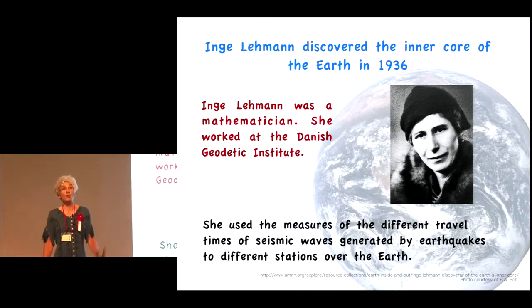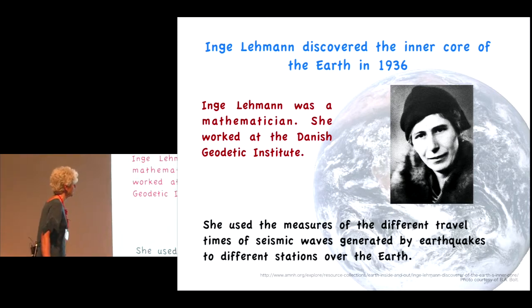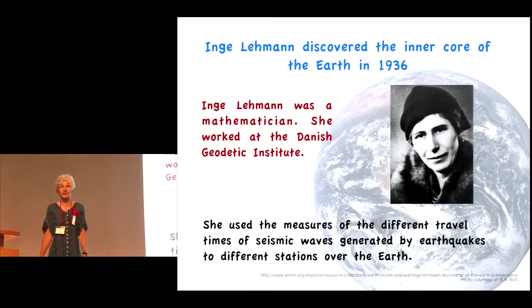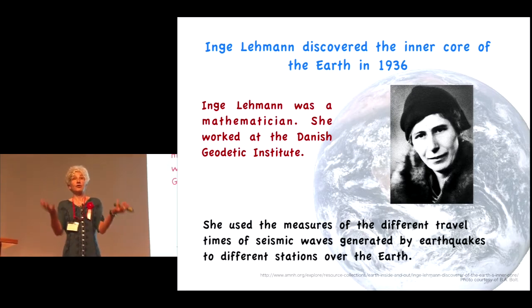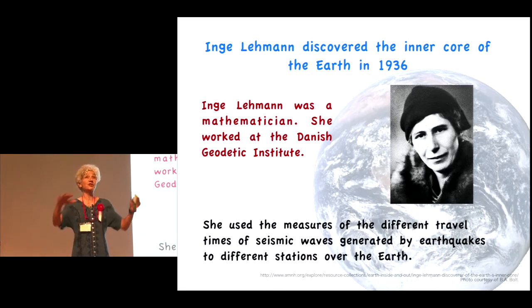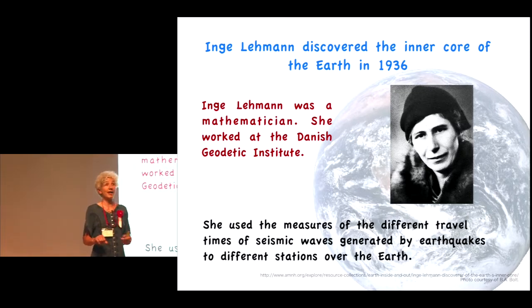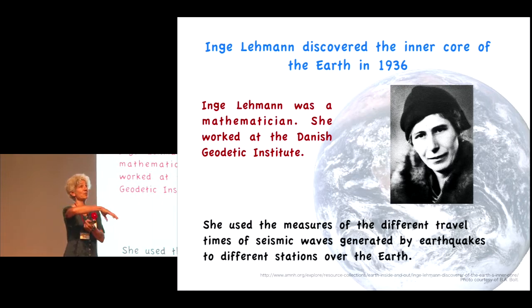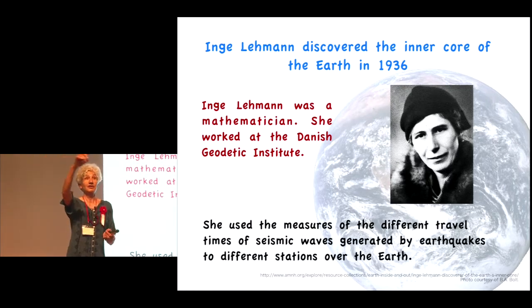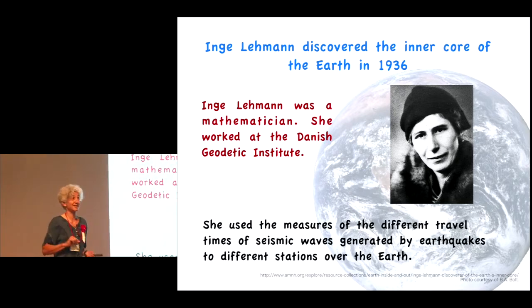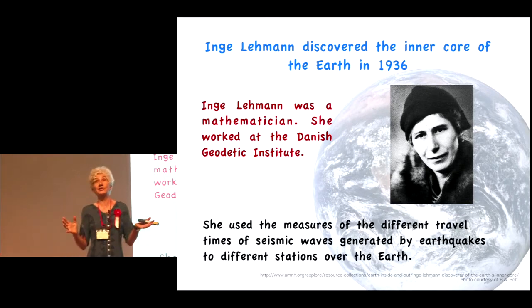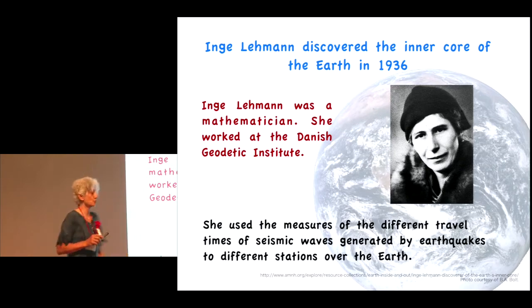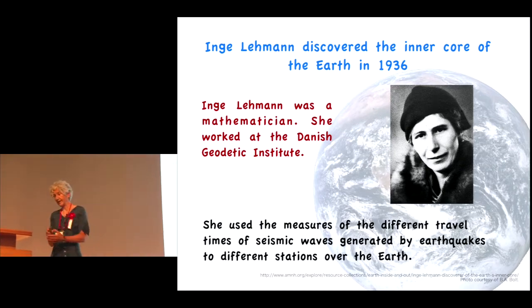Now, a story of a woman mathematician, a Danish woman mathematician. She discovered the inner core of the Earth in 1936. She had a mathematical background, but she worked at the Danish Geodesic Institute. What occurs when you work at these institutes is you have stations around the world, and when there is a big earthquake, it sends seismic waves through the Earth, and you record these seismic waves at the different stations. You know at which time you recorded the signal, and you use that, for instance, to find the epicenter of an earthquake. So she could use this data, and what did she do?